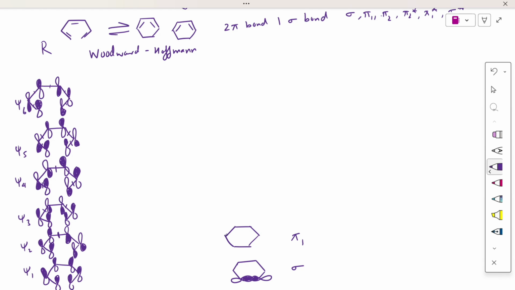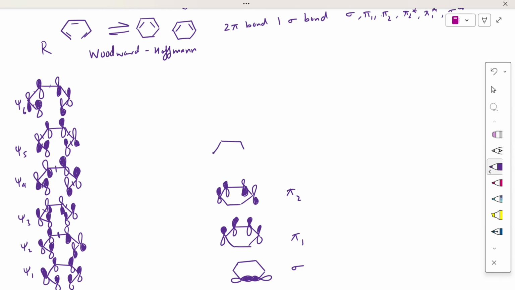In pi 1 we only need to concentrate on the pi orbitals. So you will have complete overlap, because in the product you have only 2 pi bonds. One sigma bond has formed and 2 pi bonds, so we only need to concentrate on those 4 pi orbitals. Then you will have the pi 2. In pi 2 similarly you will have that one node. So you have to look and do the shadings correctly. Okay, this becomes your pi 2.